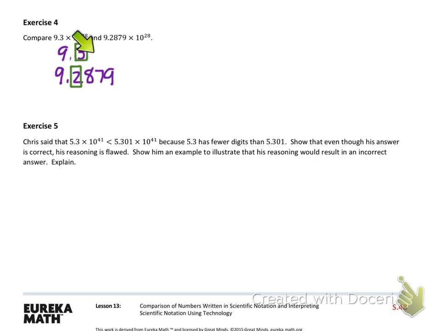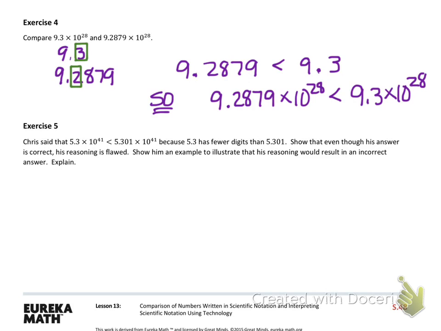So it doesn't matter how many digits come after this, they'll never make this a 3. So I know that 9.3 is greater than 9.2879. Okay, so we could write it that way. And since I know that 9.2879 is less than 9.3, then 9.2879 times 10 to the 28th is less than 9.3 times 10 to the 28th. Okay, let's look at the next one.